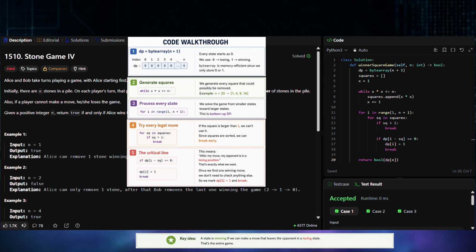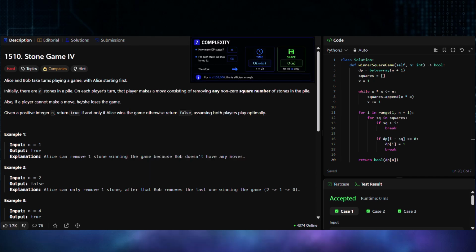The critical line. If dp[i - sq] == 0. This means, after my move, my opponent is in a losing position. And that's exactly what we want. So, dp[i] = 1. Break. Once we find one winning move, we don't need to check anything else.